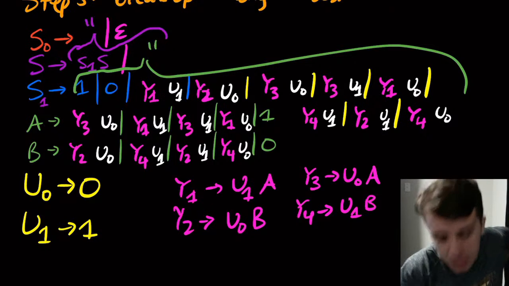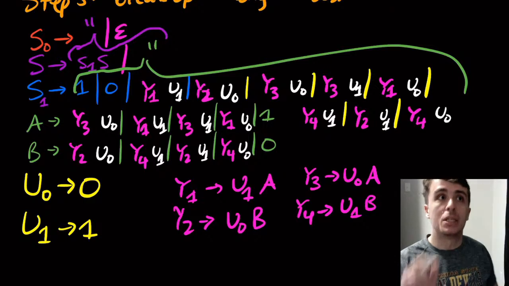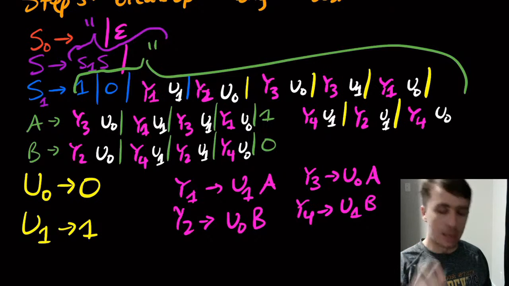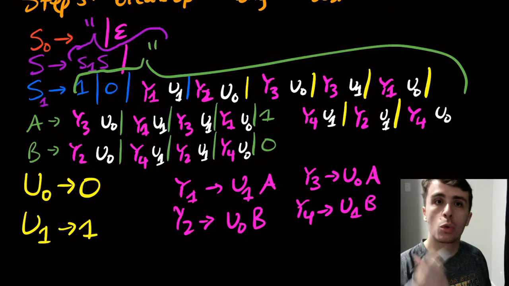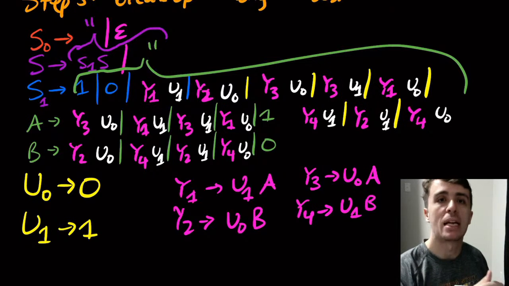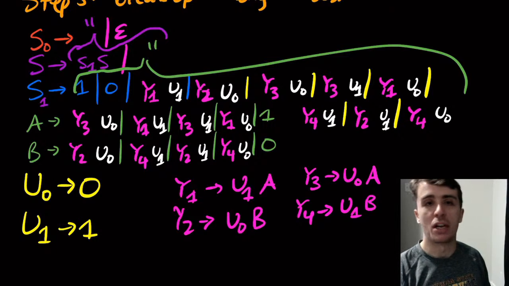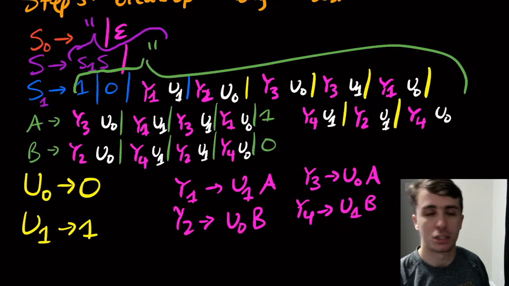But this works. This doesn't change the language because even though we're going through this indirect route with this other variable, we're still going to eventually produce the same right-hand side we had before, and thus we haven't changed the language, which is pretty nice.